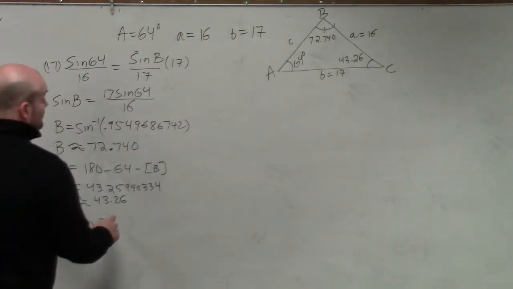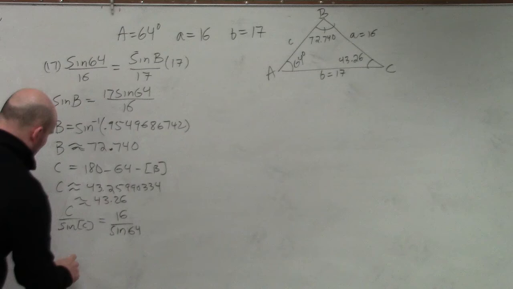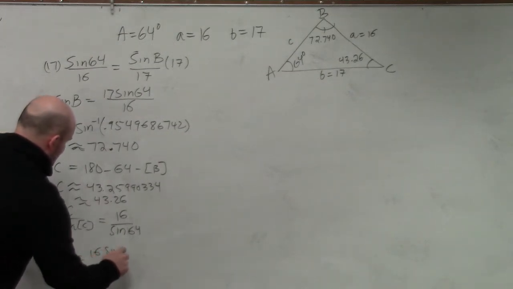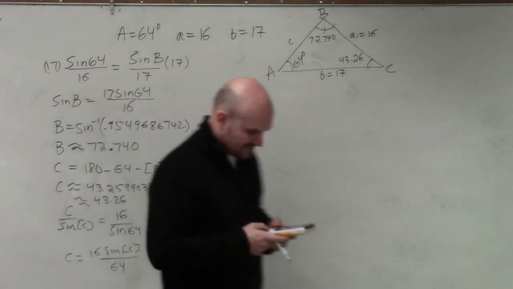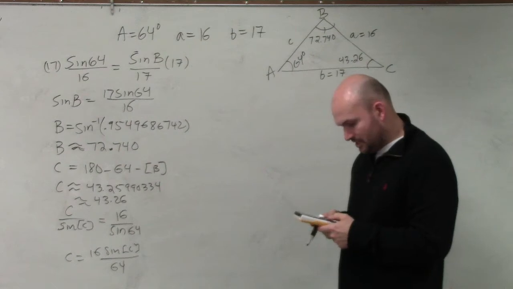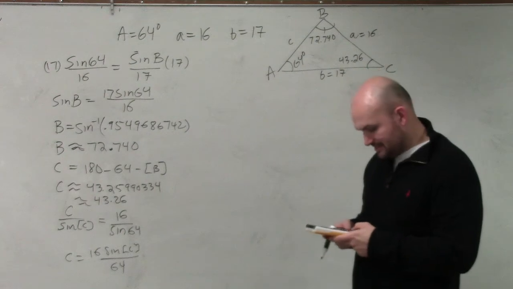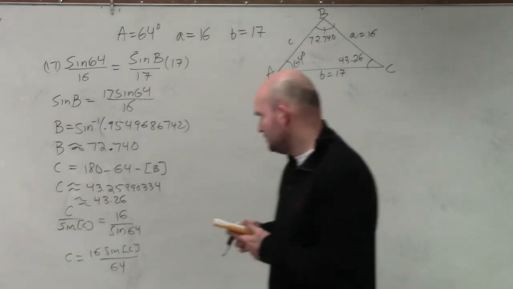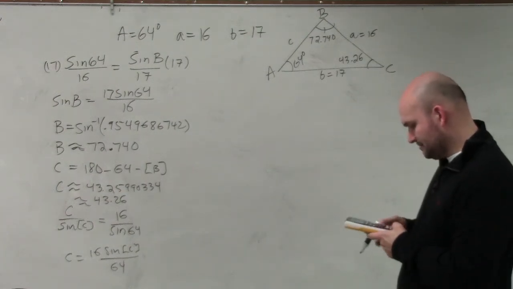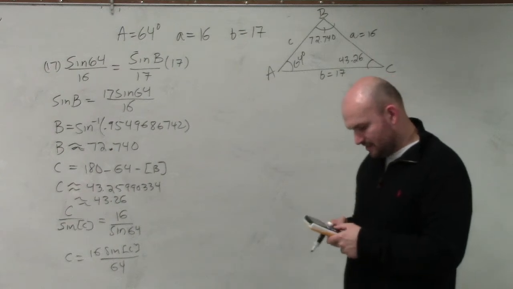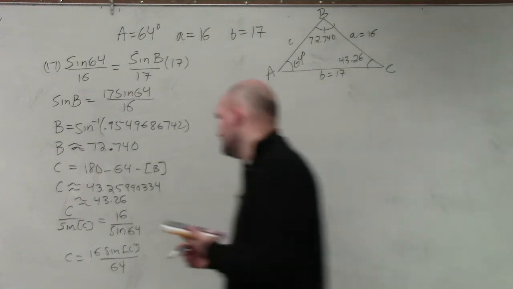So c over sine of C equals 16 over sine of 64. So therefore, c is equal to 16 times the sine of C all over sine of 64. So now I just type in 16 times the sine of C. So I do alpha C, close my parentheses, and then divide that by 64. Uh-oh, what did I do wrong? Oh, that's sine of 64. Oops. So 16 times the sine of alpha C divided by the sine of 64. Sorry.